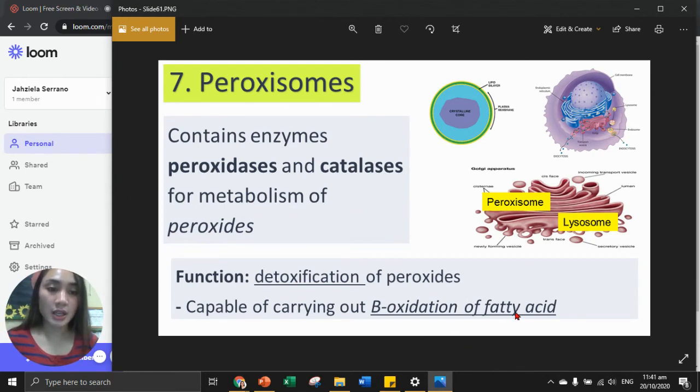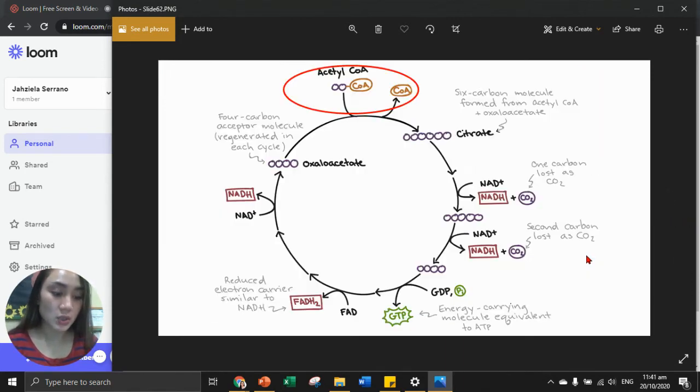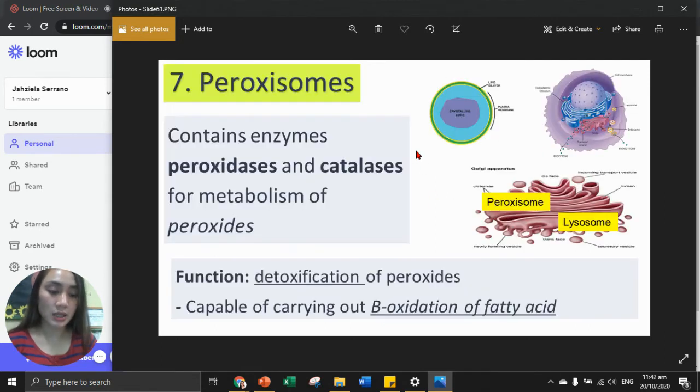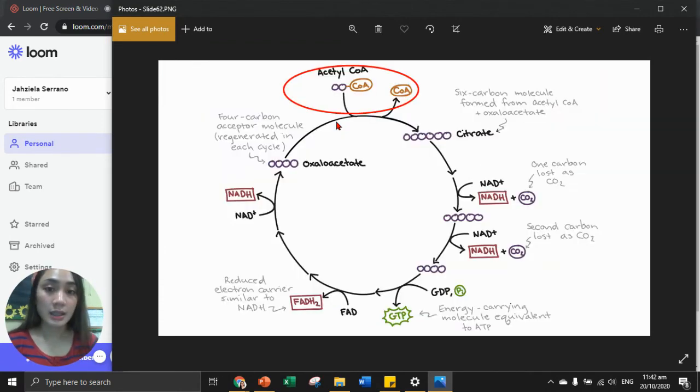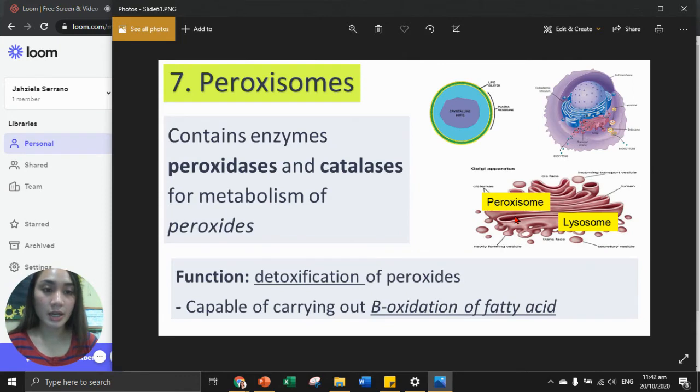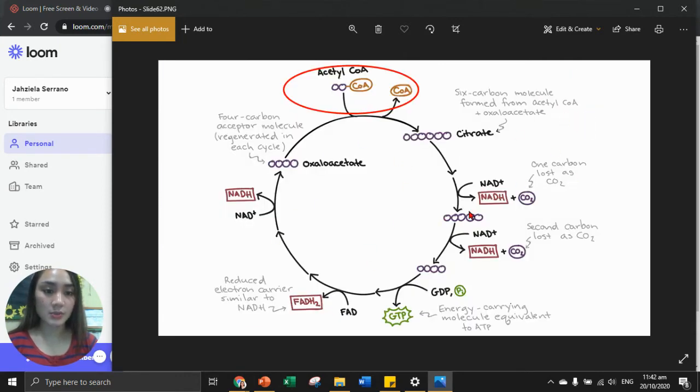So it is very important in carrying out beta oxidation ng fatty acids, which will be discussed later on sa topics natin on carbohydrate metabolism, no? So ito yung ating Krebs cycle. So again, just remember that peroxisomes are important in PCA or Krebs cycle, which is this one.